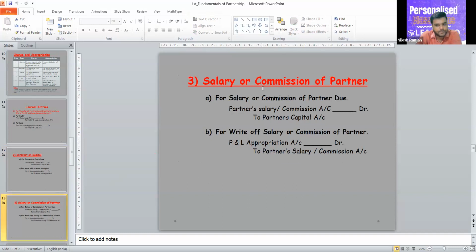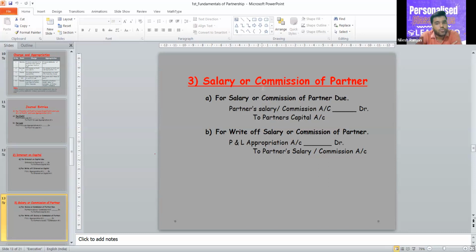Now, in this part, salary or commission of partner is also an expense for the business. So we have to pay salary or commission to the partner. The first entry is the same as for salary or commission of partner due. At the end of each month, their salary will become due. So we pass this entry: partner's salary or commission account debit to partner's capital account. And for write-off of salary or commission of partner, profit and loss appropriation account debit to partner's salary or commission.